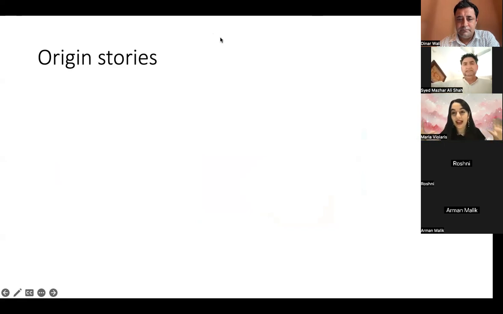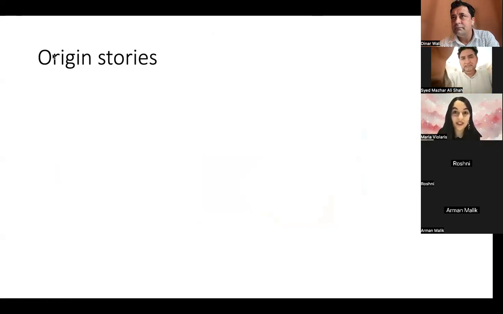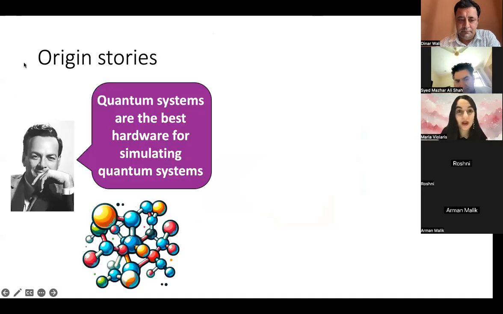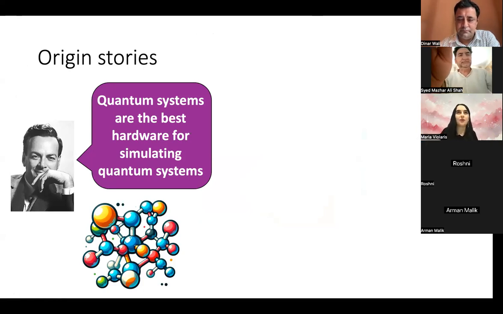Now, how do we get to quantum computing from quantum mechanics? Well, there are two kinds of origin stories of how the idea to do quantum computing came about. One of them comes from Richard Feynman. During a lecture, he presented this idea that, okay, we know quantum mechanics is what we need to use to describe how particles interact on a chemical level. To understand chemistry, we need to use quantum mechanics.